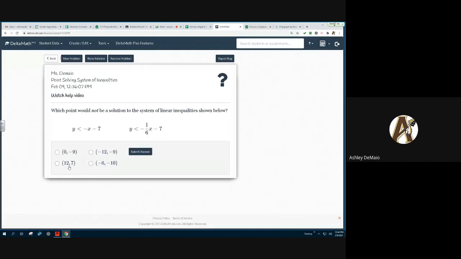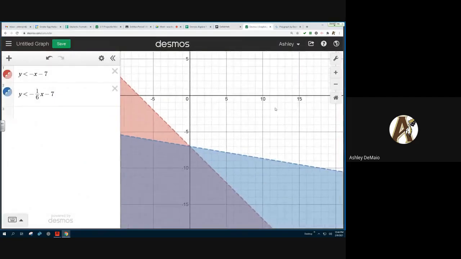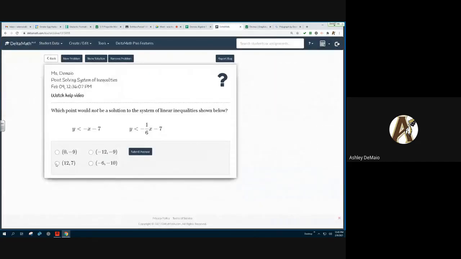Now let's try 12, 7. Our x value is 12. We go down to 7. That's not in the purple shaded region, so we can definitely check that box off because that is not a solution, and that's what the problem's asking us to find. Now, let's just check our work to make sure that these are solutions before we include our answer.